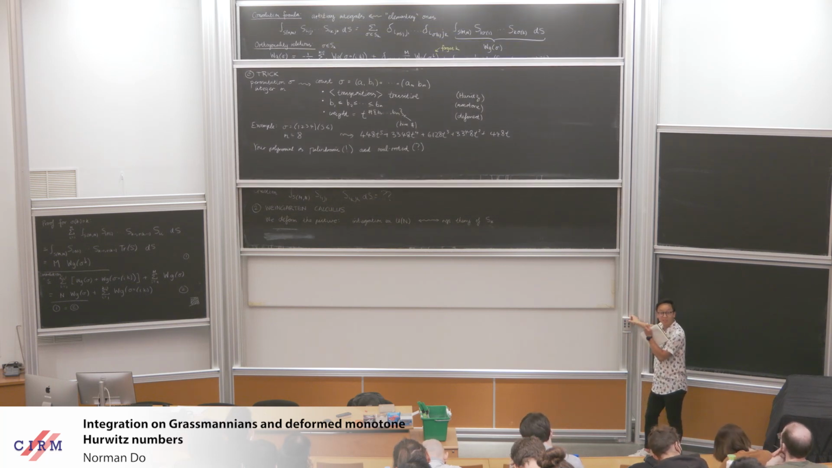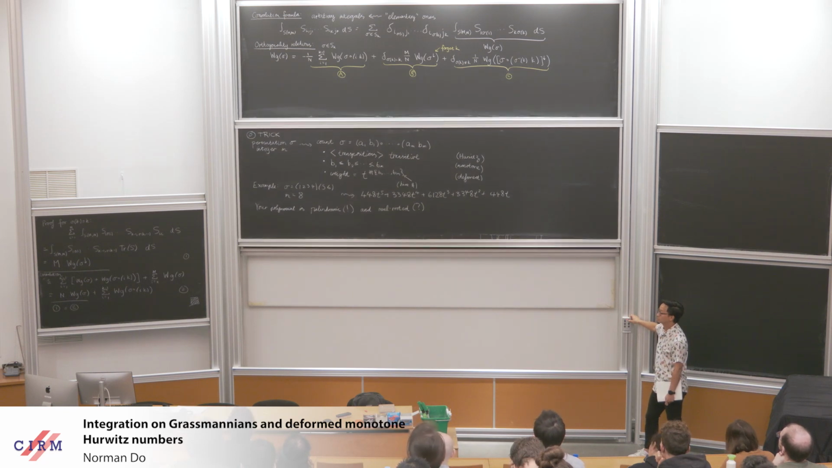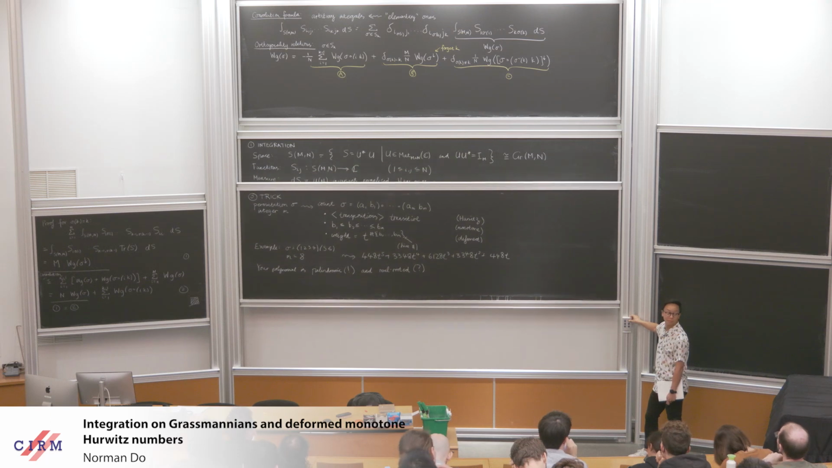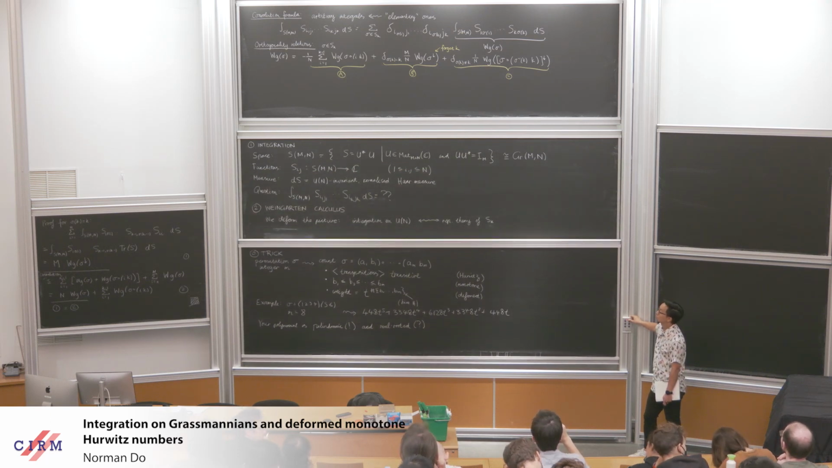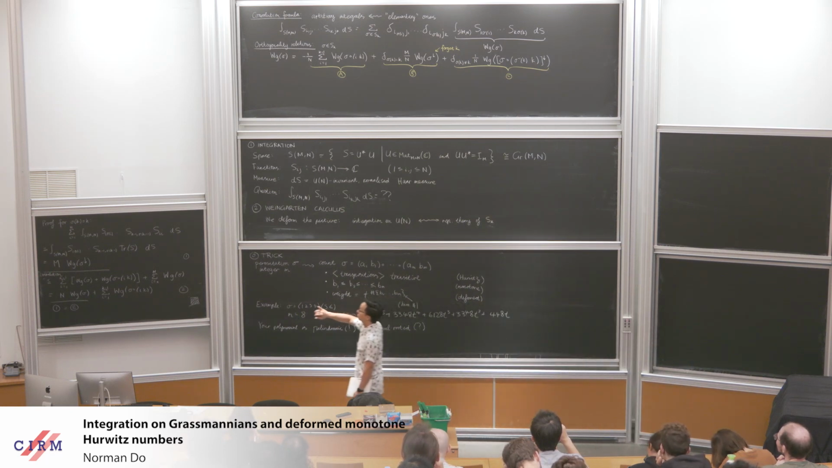Any questions? So just to be entirely sure, k has to be smaller than n?